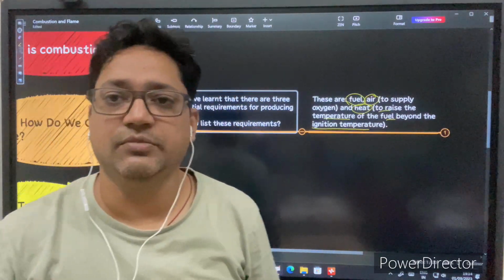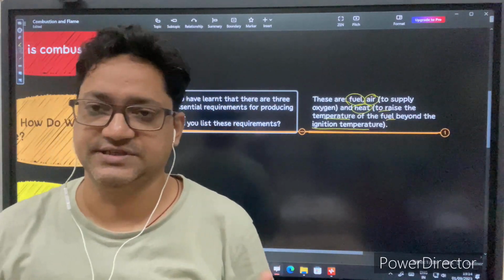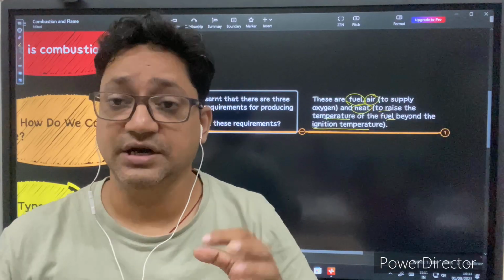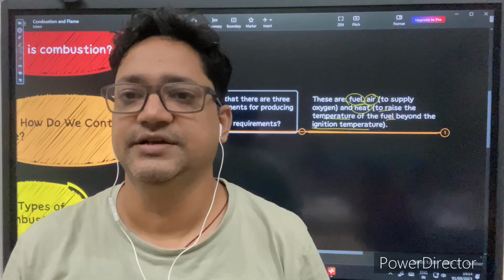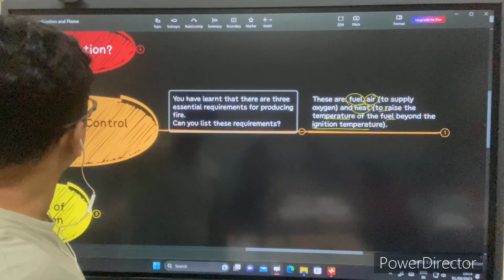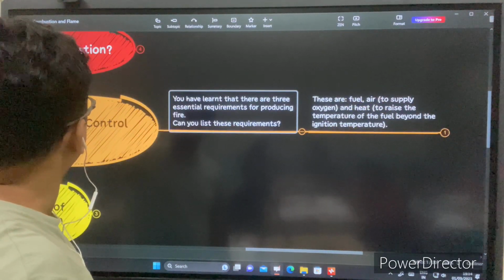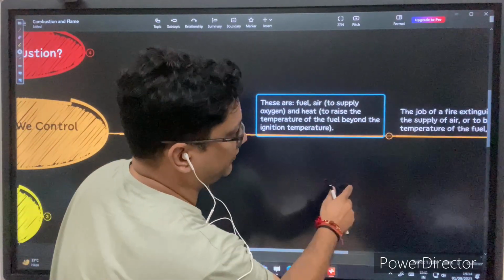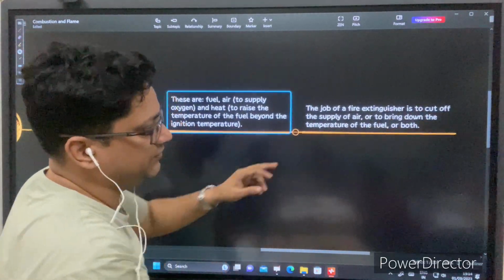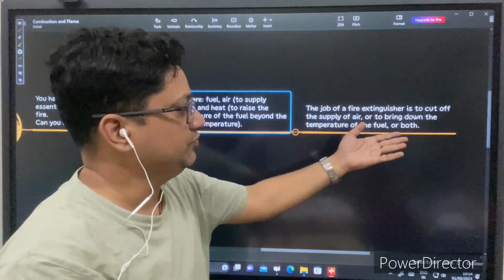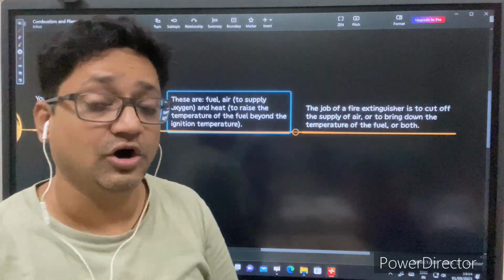If the ignition temperature of a substance is probably 40 degrees centigrade, and you raise the temperature above 40 degrees centigrade, then certainly it is going to catch fire. So how are we going to control the fire? By cutting off any of the 3, the job of a fire extinguisher is to cut off the supply of air or to bring down the temperature of a fuel, or both.